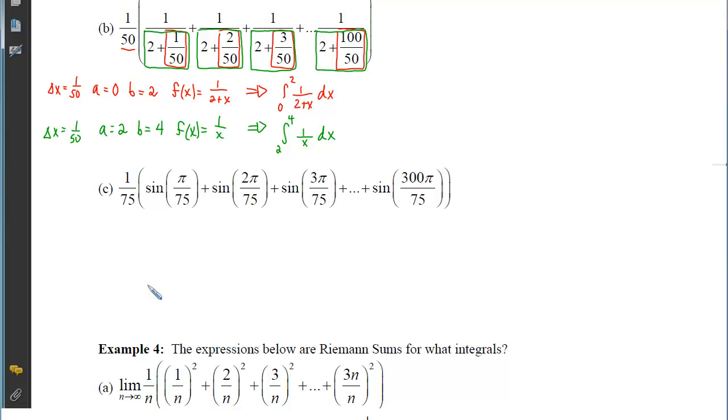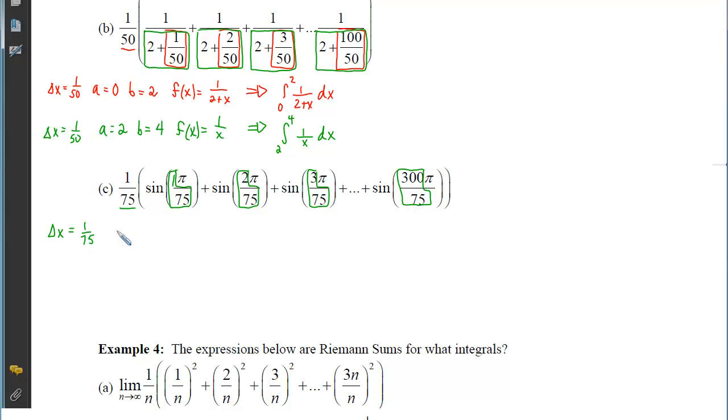Next one's a little bit tricky. The reason it's tricky is that this delta x mandates what has to be chosen. The error that most kids make is they want to box the entire thing. But if I add 1 delta x, or 1/75th, to pi over 75, I do not get 2 pi over 75. So my input is actually a pi over 75, followed by a 2 pi over 75, followed by a 3 pi over 75, all the way up to 375 pi over 75. So once I have that, I can write my delta x is 1/75th.